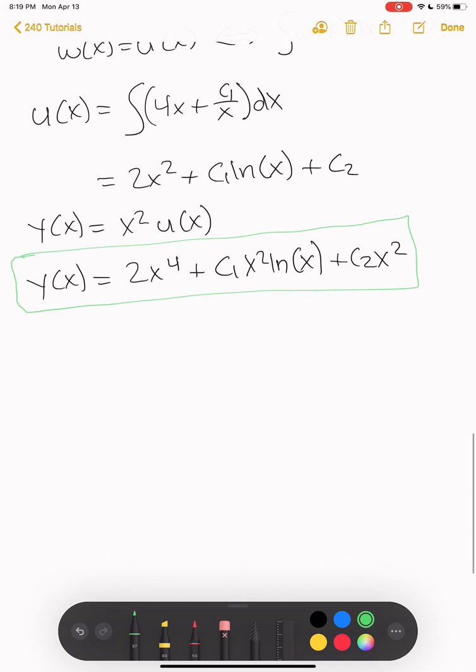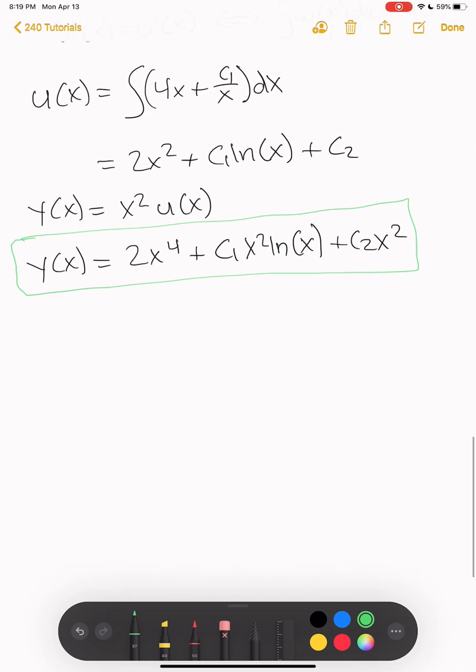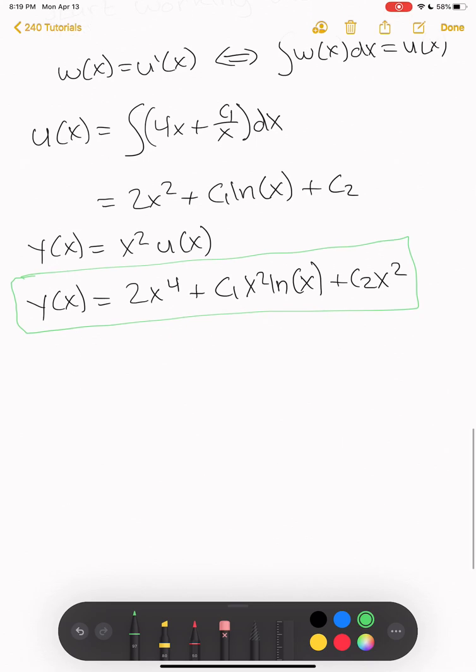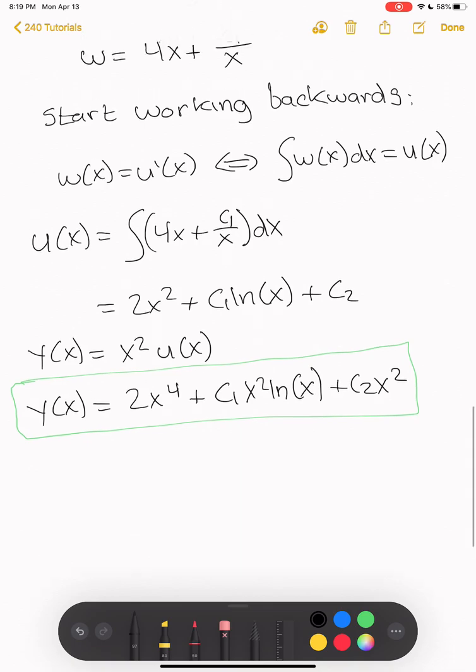So what I like to do now, if I have the time on exams, is I like to stick this back in. I like to plug this into y double prime minus 3 over x y prime plus 4 over x squared y, and make sure it does indeed give me 8x squared. So that's what I would do if I had the time. I've done it on my own, and I can confirm that it matches, so it might be a good exercise for you to do. And yeah, this was pretty much what you have to be doing here.